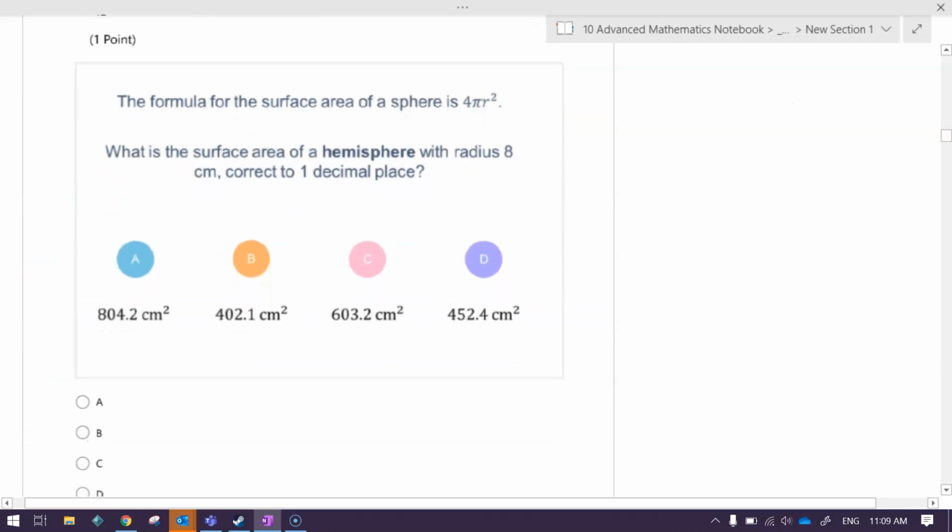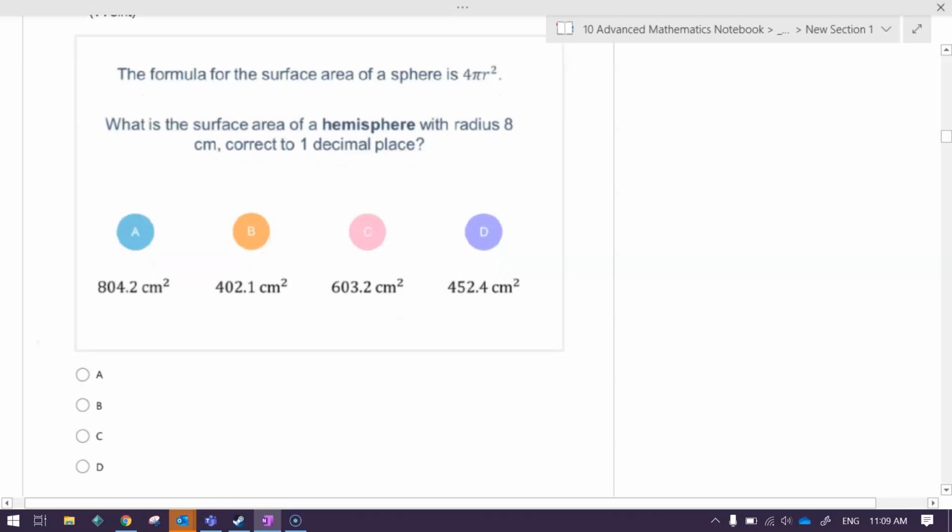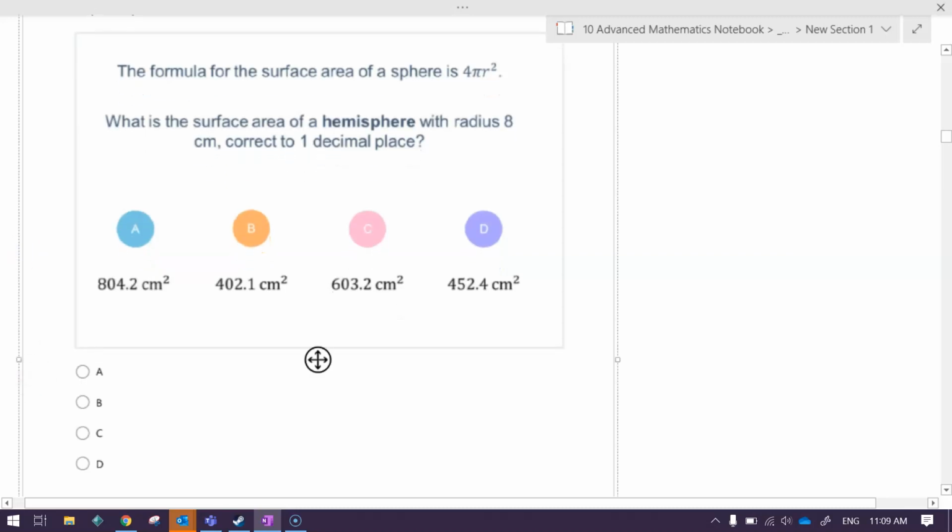Formula for the surface area of a sphere, 4 pi r squared. I won't tell you that in the exam. I expect you to know it. You know it now already. You just heard it. What is the surface area of a hemisphere? Hemisphere is a sphere that's been cut in half.